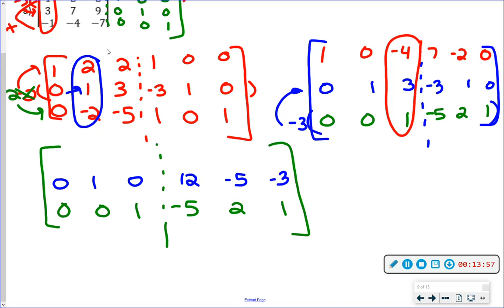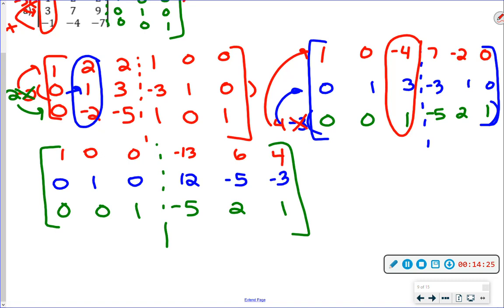Whew, one more row to go. We need to get rid of negative 4. To get rid of negative 4, I'm going to change it to a 4. So I'm doing the green numbers times 4, adding them to the top. 4 times 0, 0 plus 1. Here's where it really counts, of course. 4 times negative 5, negative 20 plus 7. 4 times 2, 8 minus 2. 4 times 1, 4 plus 0.